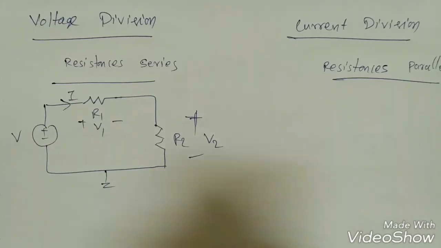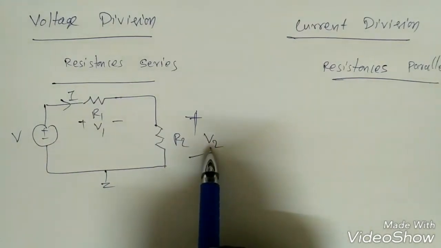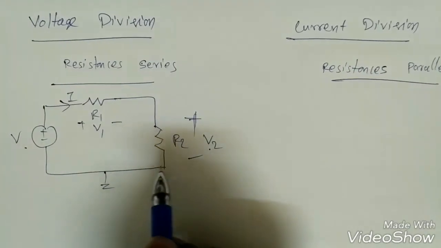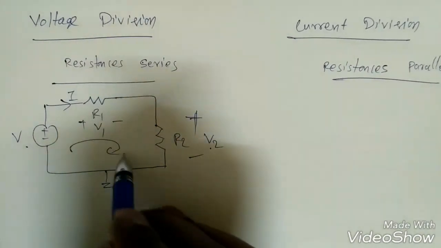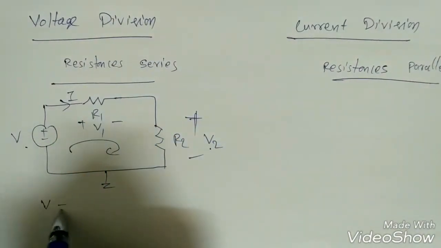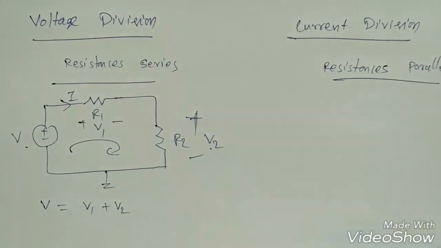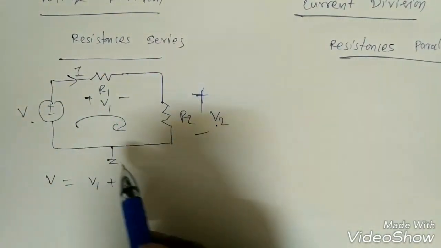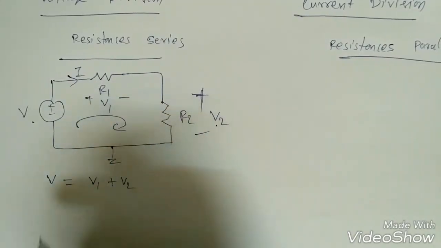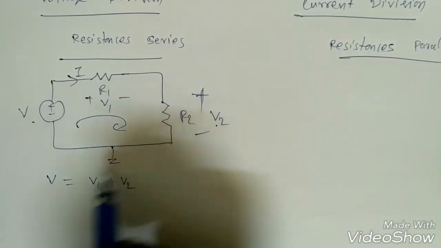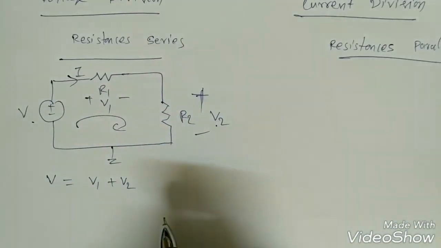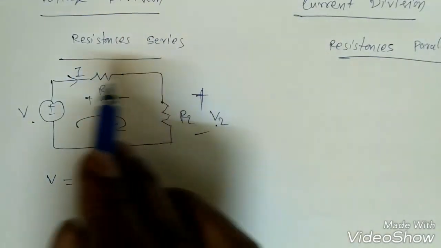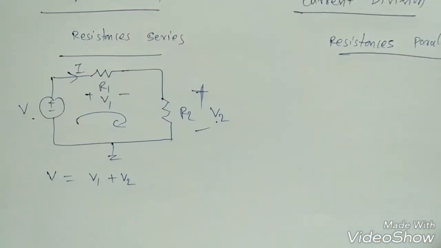Now suppose I want to find V2, and there is a main source voltage V. How can I find it with the voltage division principle? If I apply KVL, it becomes V is equal to V1 plus V2. Very simple. Once you are familiar with KVL and KCL, by looking at the circuit you can write the KVL equation directly. Whichever is entering into minus, the remaining should be in the opposite direction. So it will be V1 plus V2.